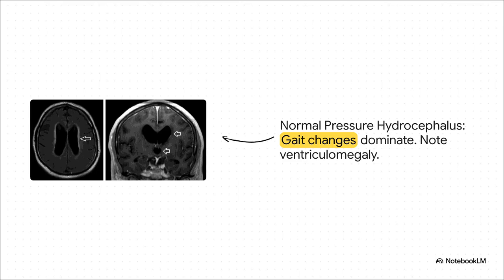Let's talk about a don't-miss diagnosis, normal pressure hydrocephalus, or NPH. Why is it a don't miss? Because this is a potentially treatable cause of dementia. The key feature is often a really obvious gait problem, and the hallmark on imaging, as you can see right here, is these huge, enlarged ventricles that seem way out of proportion to the amount of brain atrophy.